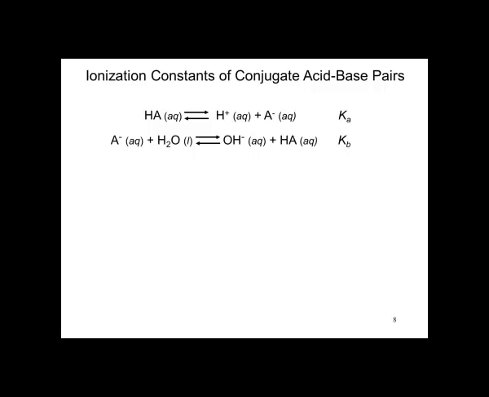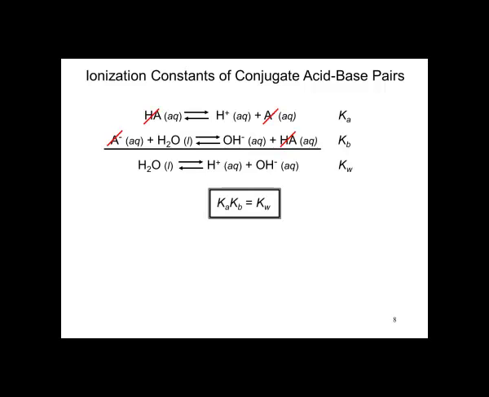Ionization constant and conjugate acid-base pairs. If we take the Ka for a weak acid and compare that to Kb for a weak base, A minus plus water, if we add the two reactions together, we get the auto-ionization of water. Therefore, Kw equals Ka times Kb. If you know Ka, you can calculate Kb, or if you want to know Kb, you have to know Ka. Either way, you can get one or the other of the ionization constants.